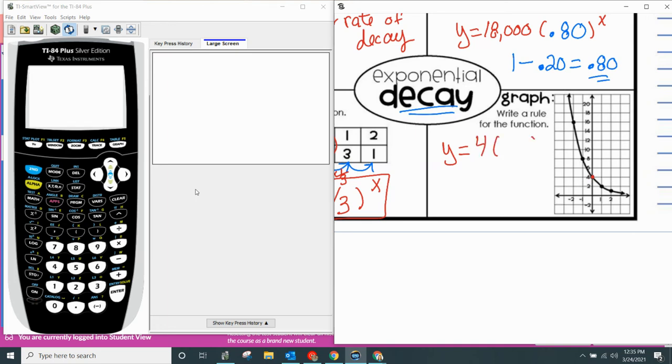Then we need to know how much it's changing by, to the power of x. Okay, well, let's look at this then. So this one is changing. It's going from 4. My next point is 8.